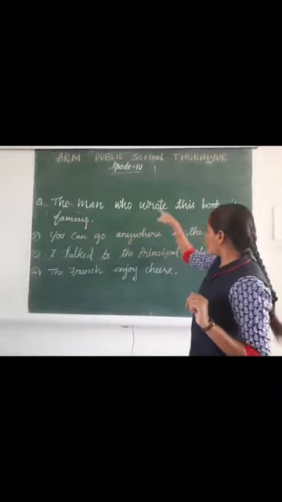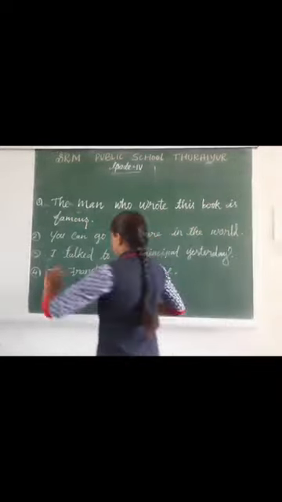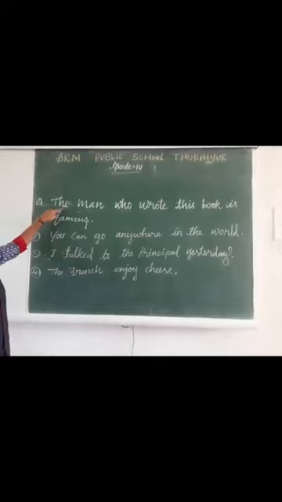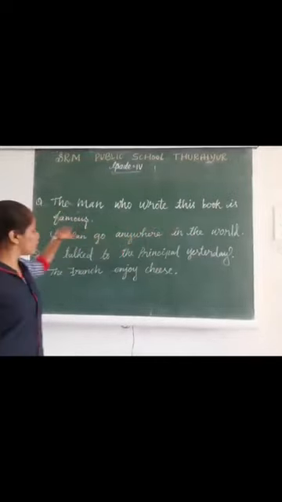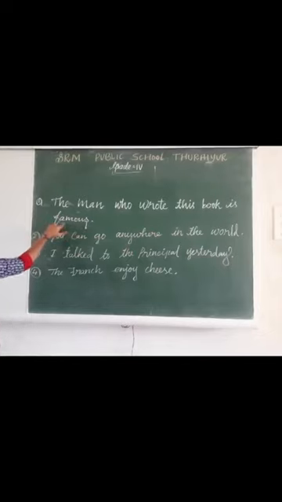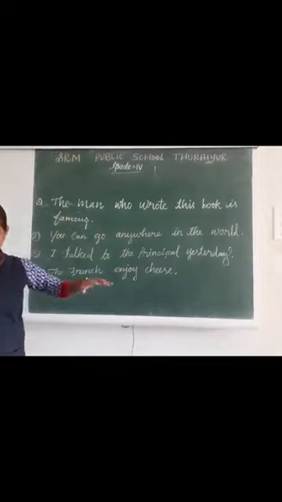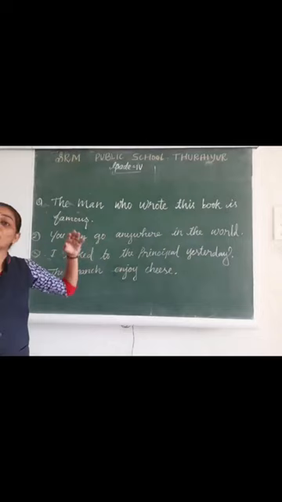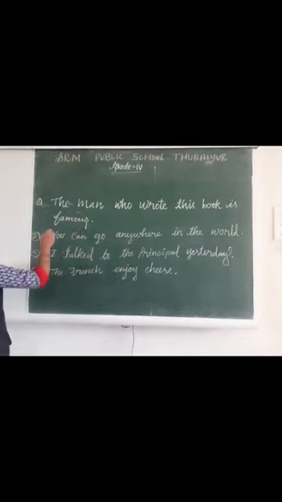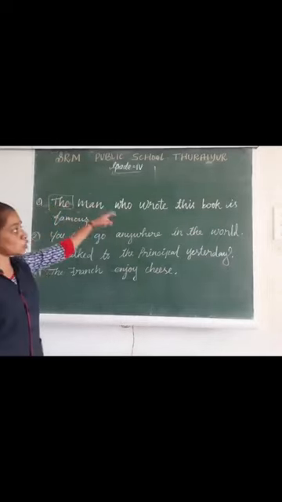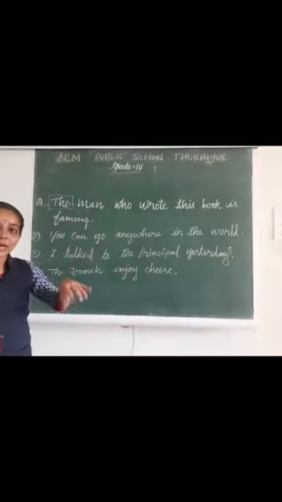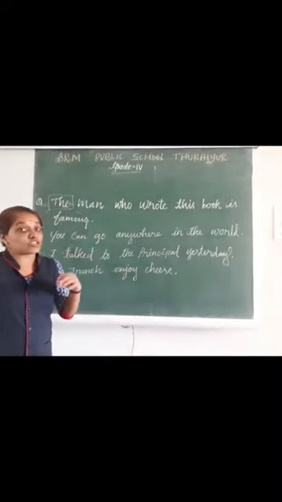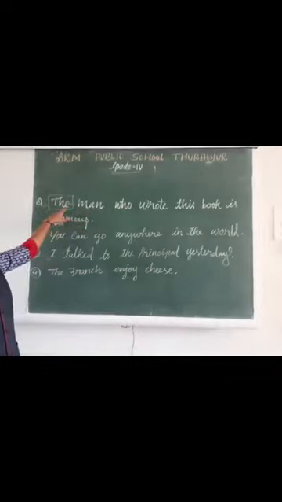The man who wrote this book is famous. Look at the first sentence. Here we mentioned a particular man who wrote a particular book. We know the man, so we want to mention the before the man. The man who wrote this book. We have to use the before the man. Got it? Go with the next rule.